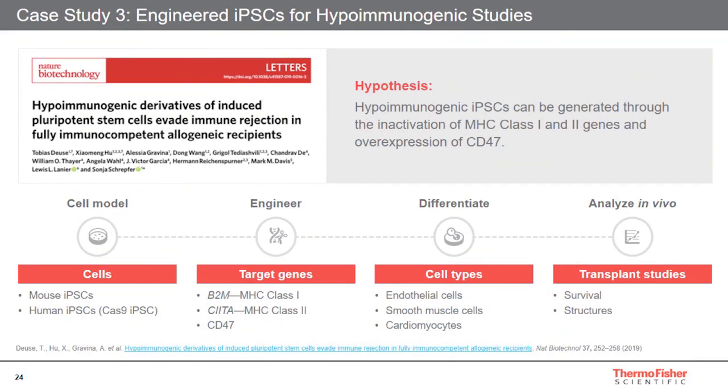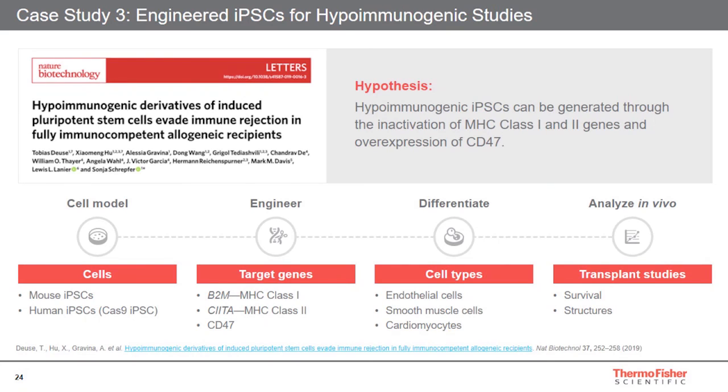Now, the final case study that I wanted to talk about is a really interesting story about the generation of hypoimmunogenic derivatives of pluripotent stem cells that can evade immune rejection upon transplantation into immunocompetent recipients. This work was done in collaboration with Dr. Sonja Schrepfer's group at UCSF. During pregnancy, the maternal immune system is tolerant to allogeneic paternal antigens, although it would reject similar cells from the same baby later in life.